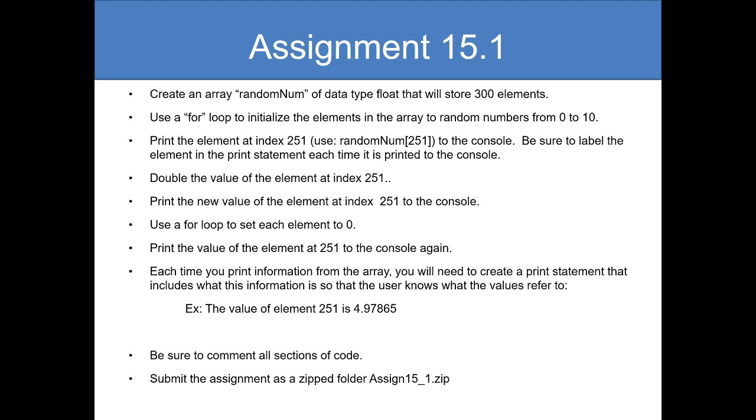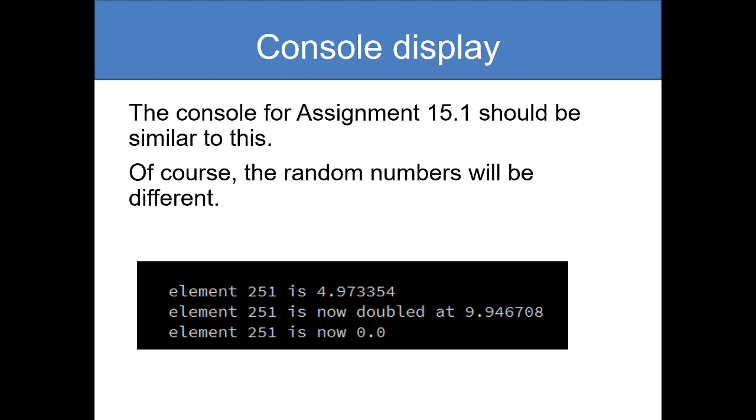It should look something like this, but not exactly. The reason it shouldn't look exactly like this is that this number right here should be random. Then this number should be double of this, so check and make sure that it's working right. And then put what the new value is.